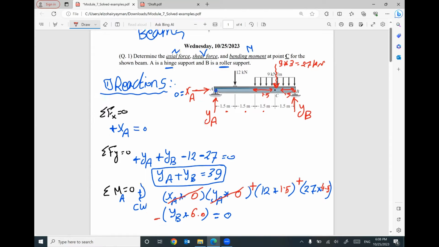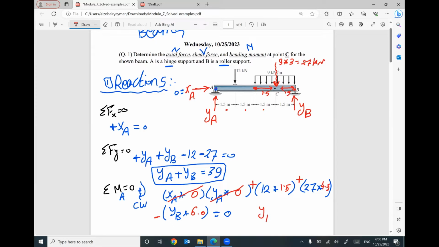The only unknown in this equation is YB, so I can figure out the reaction YB. This reaction will be 12 times 1.5 plus 27 times 4.5, divided by 6. I got 23.25 kilonewtons.